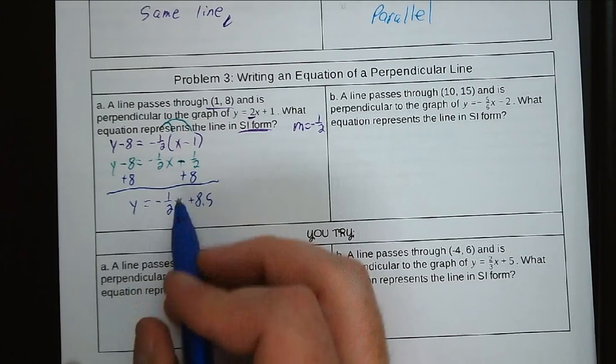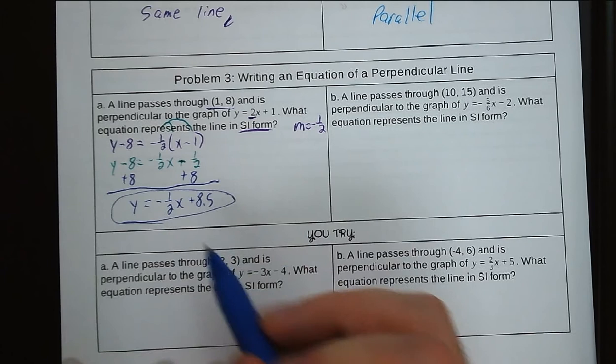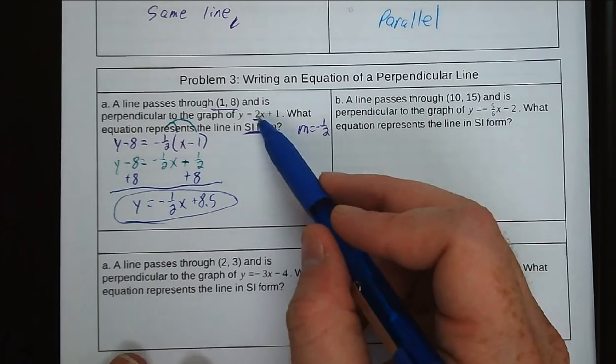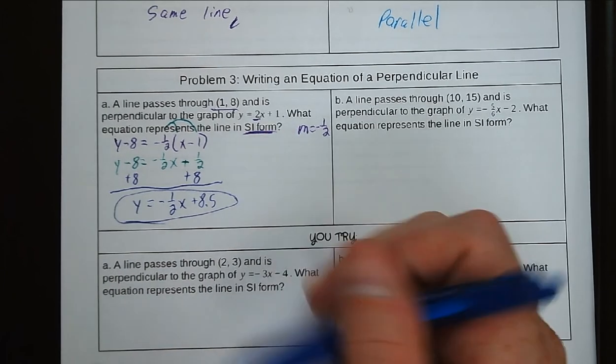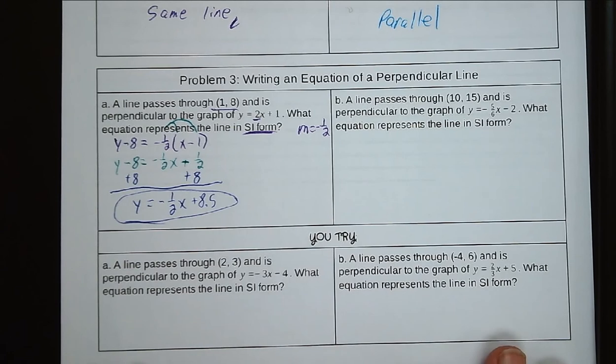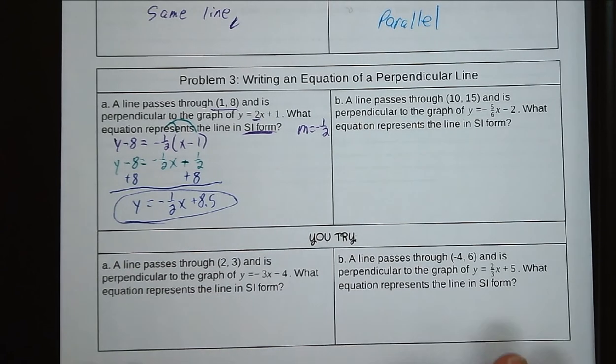All right. So our slopes, 2 times negative 1/2 would be negative 1 when we multiply them. All right, so these are perpendicular.